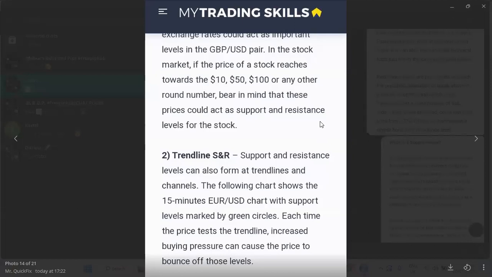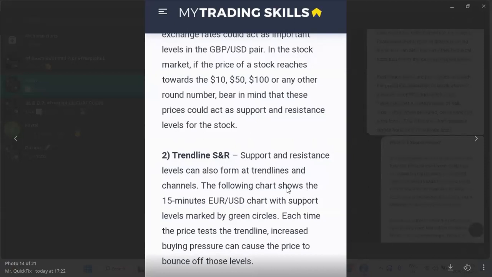So we all know the trend line business and how it happens, right? But have you ever looked at trend line as support and resistance? Obviously this has to be off of experience. But now that you're thinking about it, within the BBP space, we've asked you the question: have you ever thought of trend line channels as support and resistance? Like it says here, support and resistance levels can also form at trend lines and channels.